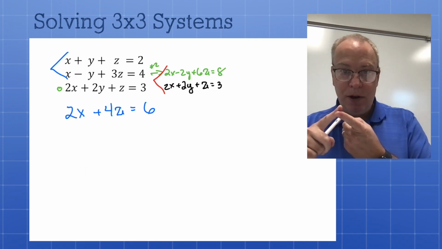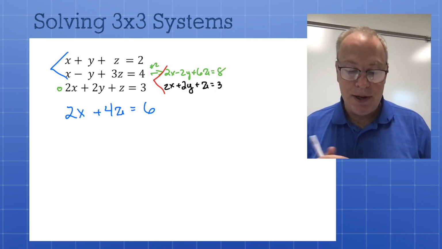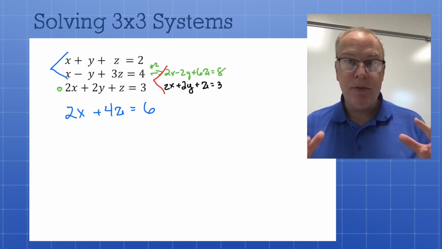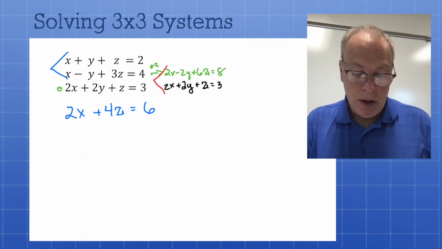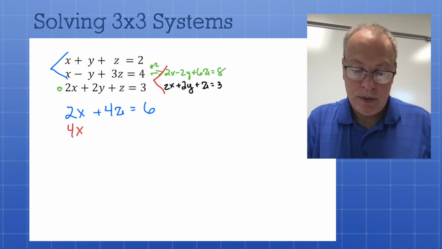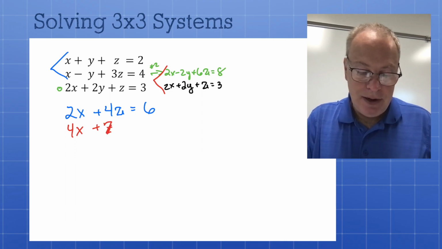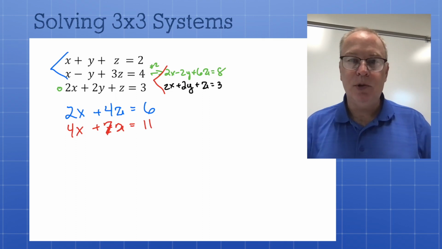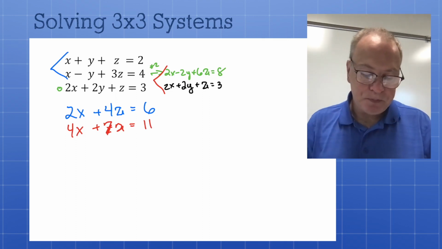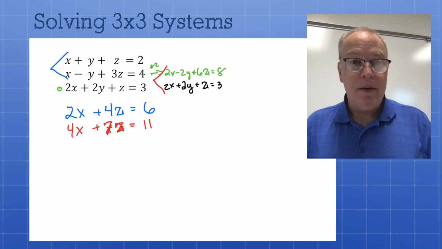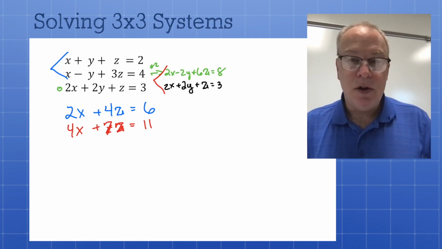So I'm using the third equation, and I see that the y's are going to eliminate. So now I've used all 3 clues. That's important. I get 4x plus 7z equals 11. I'm having troubles with my 7's and z's today. Let me see if I can fix that. There we go.